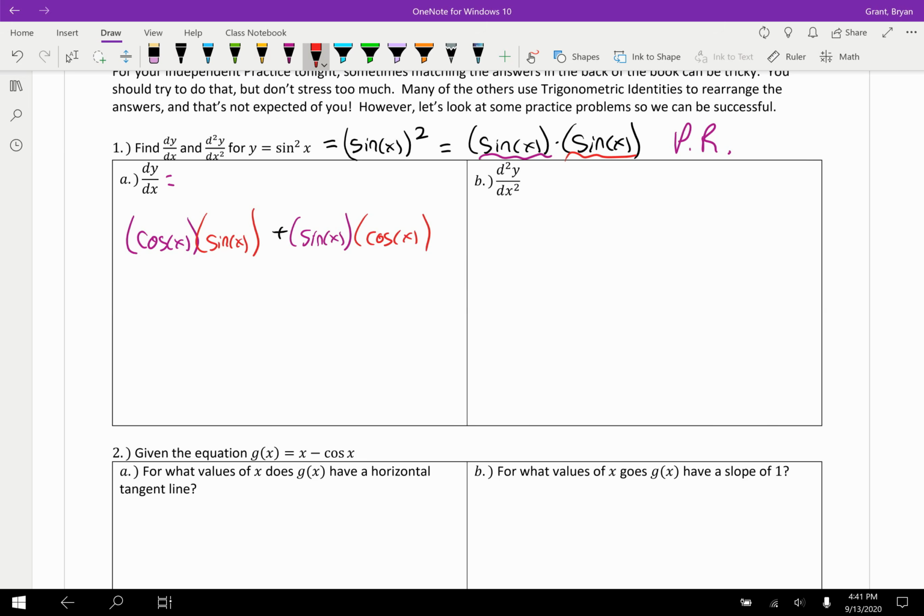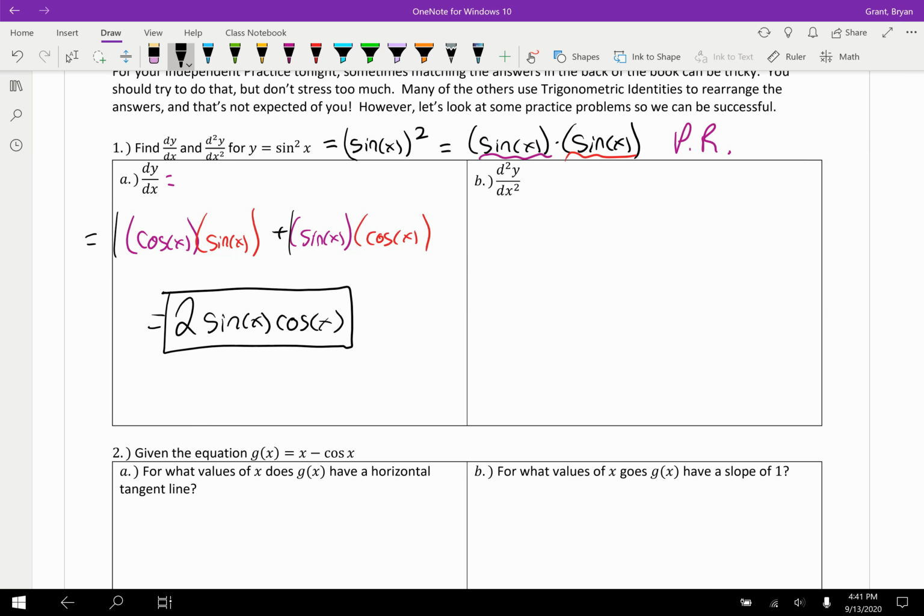Notice that these are really the same. This is cosine sine, and this is also cosine sine, just in a different order. That doesn't matter. So you have one of them plus one more. It looks to me like now we have 2 of these sine of x, cosine of x's. And I'd say that's as far as you should simplify.